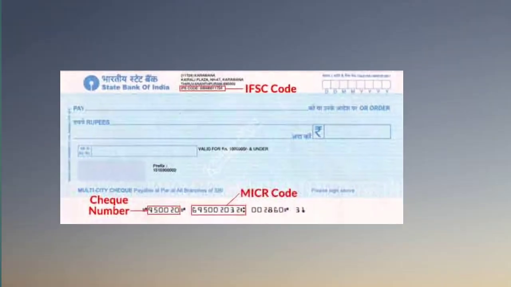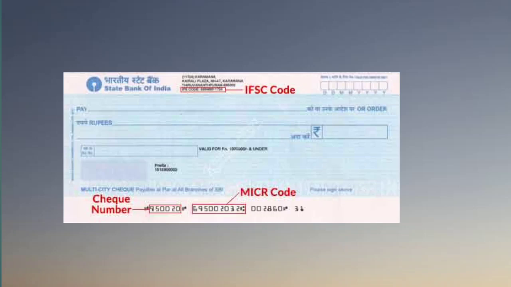Every check is unique and contains a unique check number, MICR code and IFSC code. Now let's explain the check number and the number which is present on the check. The check number is generally used to track the status of a check, and the bank number which is present on the check is a unique number that assists in identifying a check.